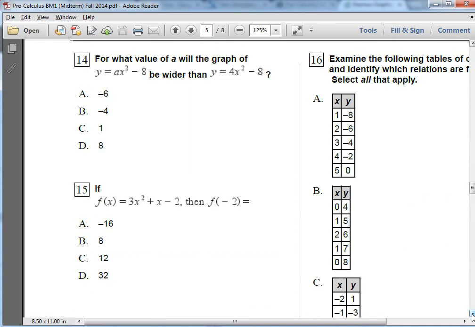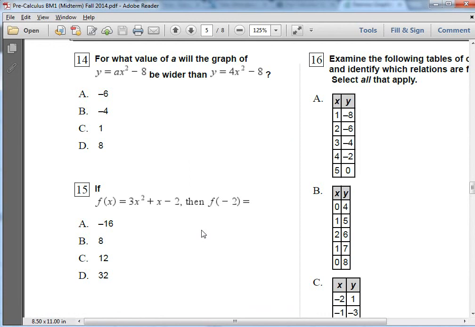Okay, let's look at 14, guys, for your midterm. 14. It says, for what value of a will the graph of y equals a times x squared minus 8 be wider? Okay, look. First of all, any number bigger than 4. What's the difference between this one and this one? The only difference is the value in front, right?